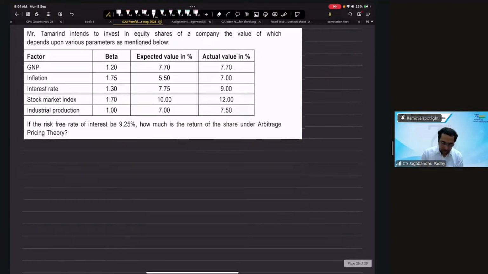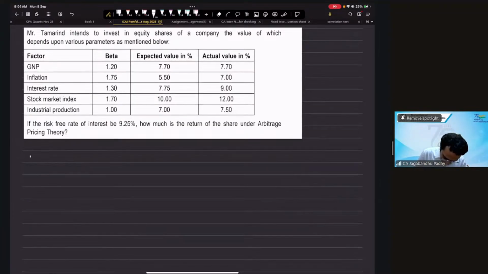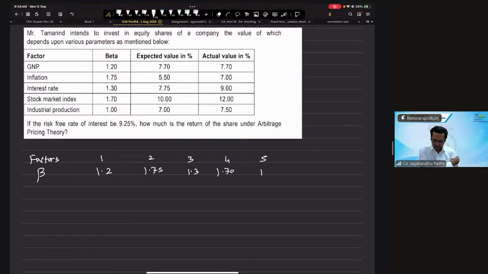Okay, so here we have factors 1, 2, 3, 4, 5. There are 5 factors. And we have the betas 1.2, 1.75, 1.3, 1.70, and 1. These are the betas.